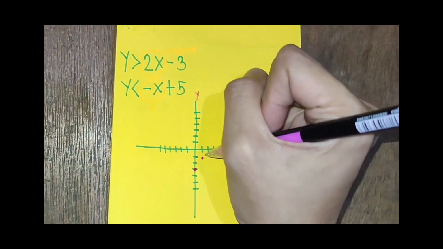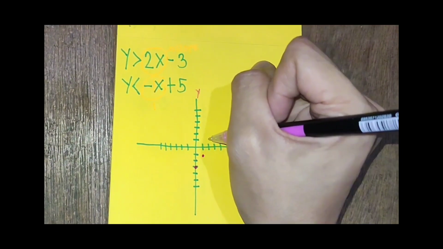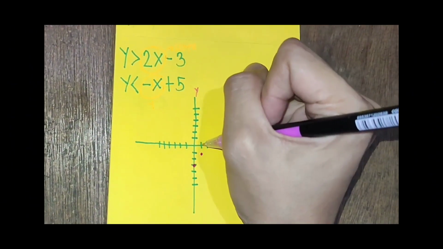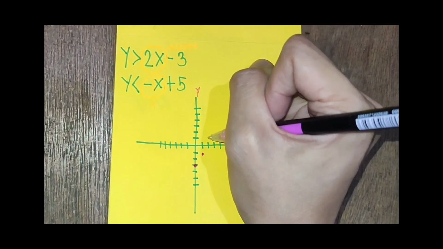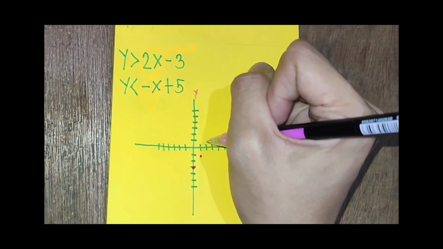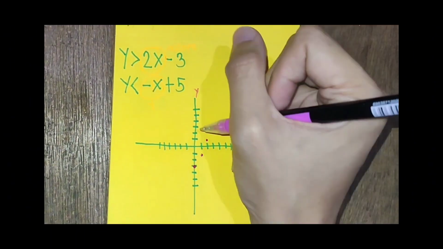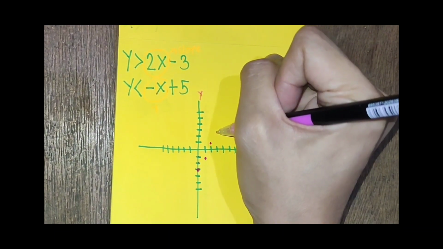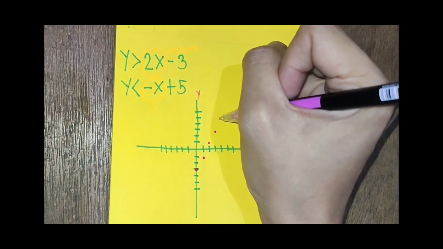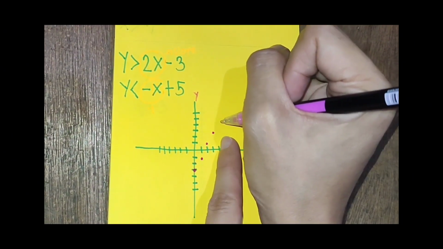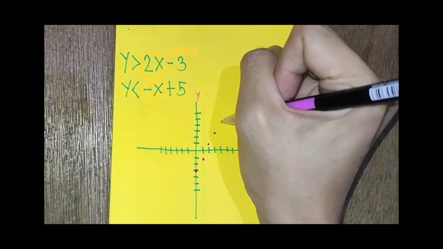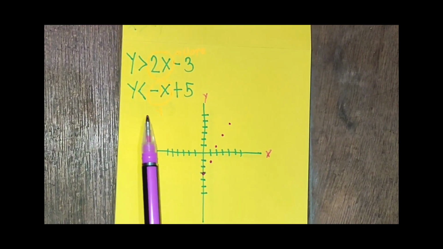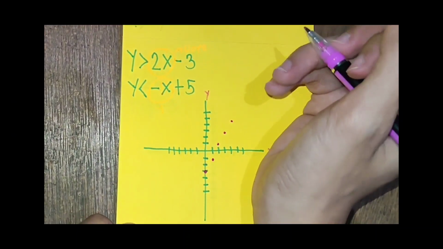Continuous lang yun. So, 1, 2. Tapos, dito rin sa isa. Continuous lang yun. So, 1, 2. Tapos, dito rin sa left. Ay, right. 1, 2. Dahil greater than lang siya, ang line niya is broken line.